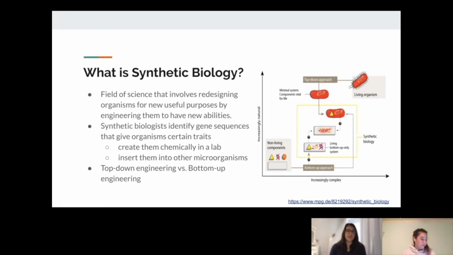Synthetic biology is a fairly new multidisciplinary field that involves the redesigning of organisms for new purposes by engineering them to have new abilities. For example, synthetic biologists will identify gene sequences that they want to be expressed in a model organism and then give that model organism certain traits. They can create DNA chemically in the lab that encodes a gene in one organism and insert that DNA into model microorganisms such as yeast or E. coli, which naturally would not express this added gene.